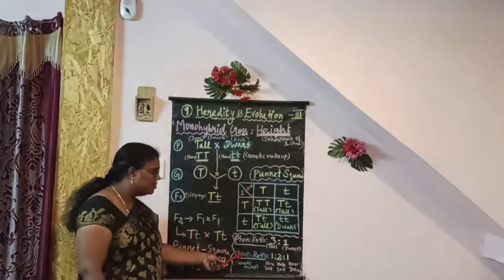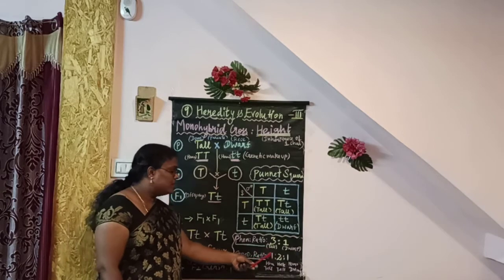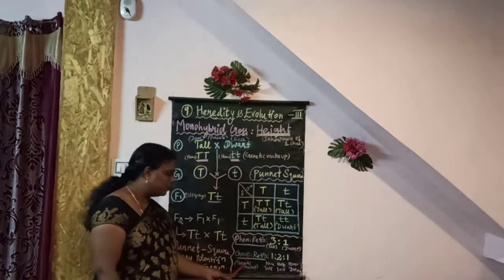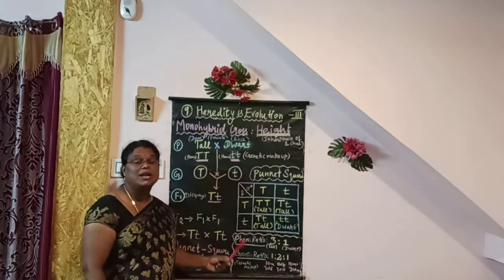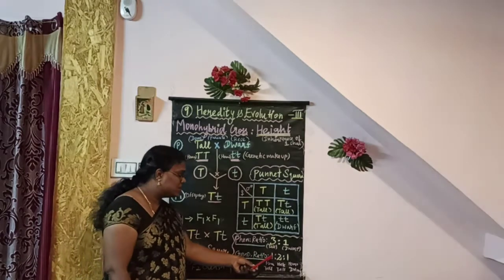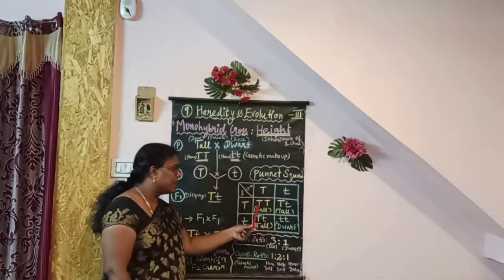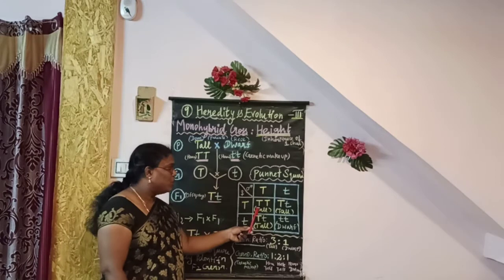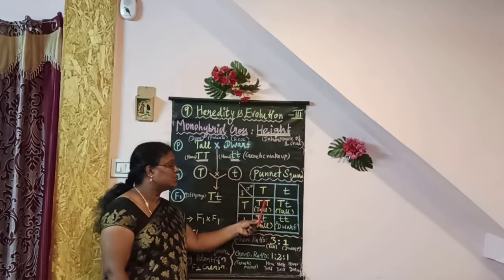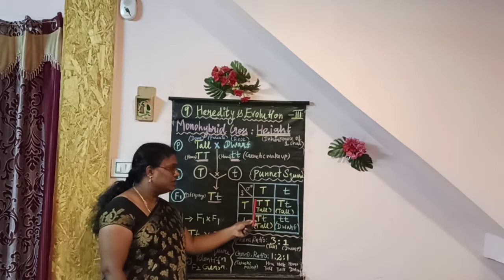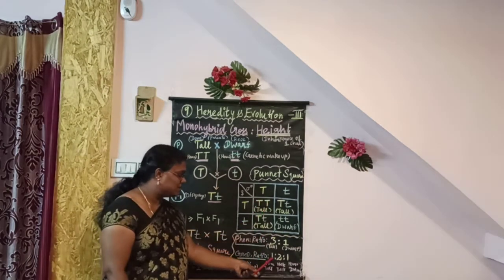And next one, the genotypic ratio is 1:2:1. Already I told you the genotypic ratio is based on genetic makeup. 1 is, see here, this is the 1. Capital T, because this is homozygous tall. 2, the genetic makeup is the same, so it is homozygous tall. So that is this one.